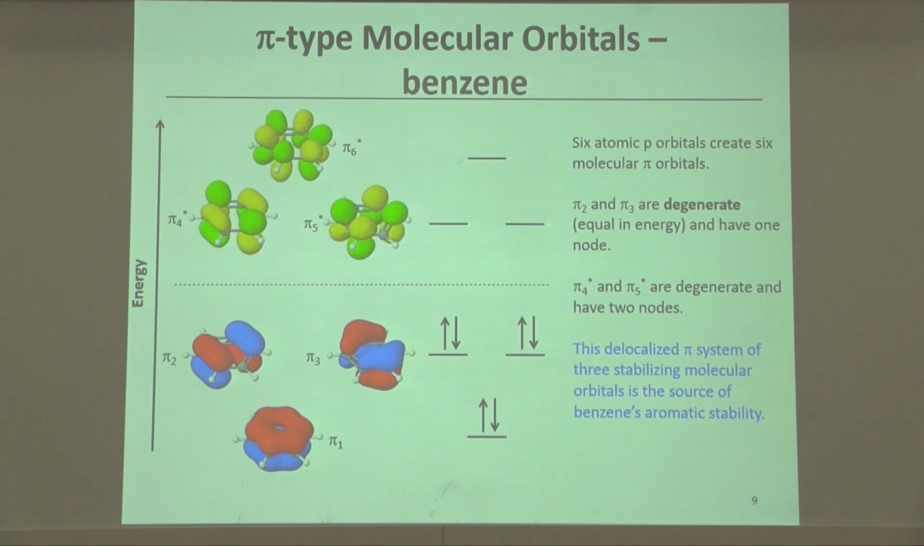stabilizing pi molecular orbital. It's certainly worth noting that pi 6 is equally destabilizing, where each of the carbon atoms are essentially isolated, but all of these higher energy orbitals are unoccupied and empty. All of these nicely stabilizing orbitals are occupied. And so it's important to have an understanding of the pi system to understand the reactivity and conversely the stability of benzene's aromaticity.